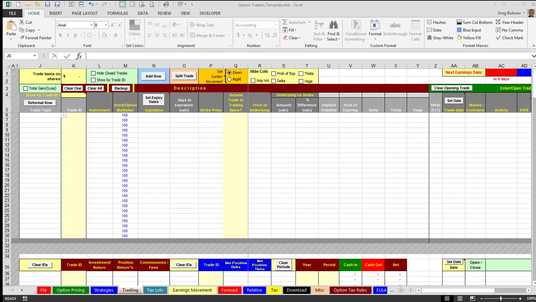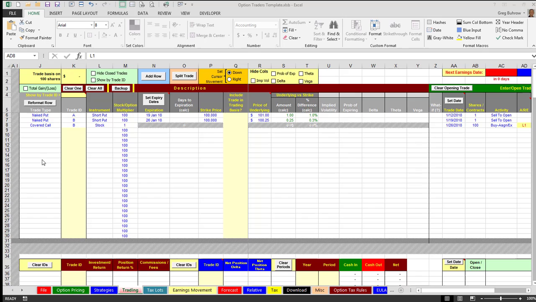Going to take a look at another feature of the trading tab on the Option Traders template. This one will help you track your trades from start to finish, and it's the rolling and linking function. What I'm going to do is populate this template with a couple of trades and show you how the rolling and linking works.